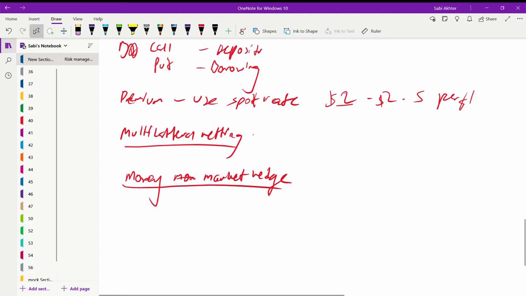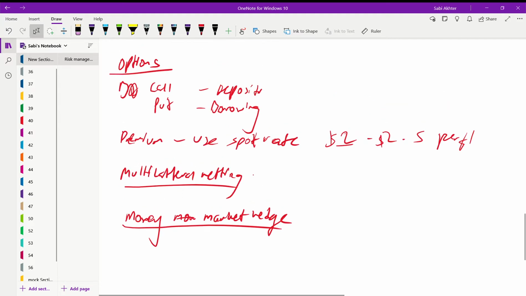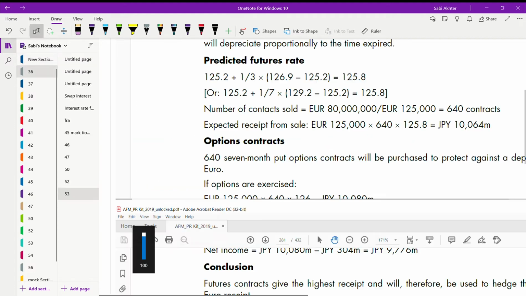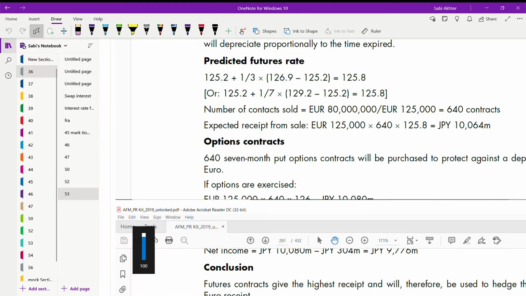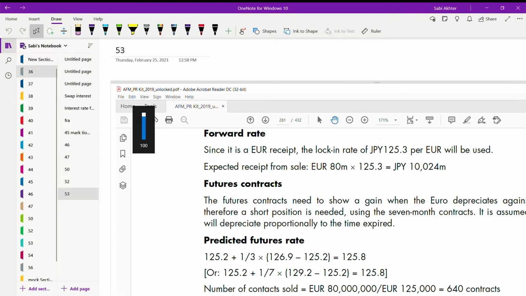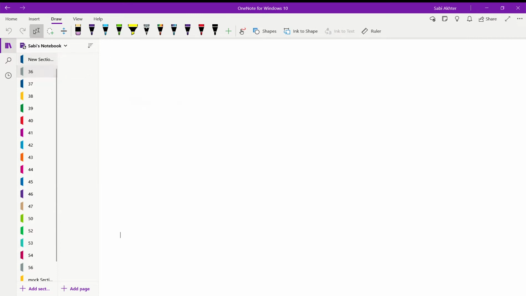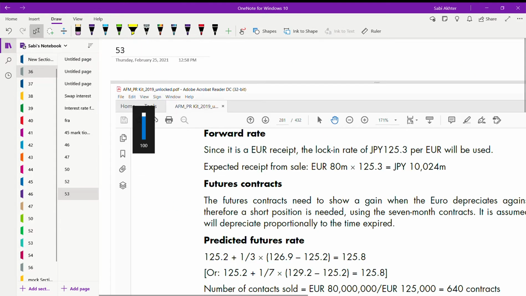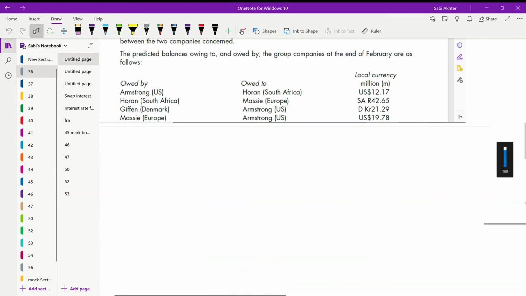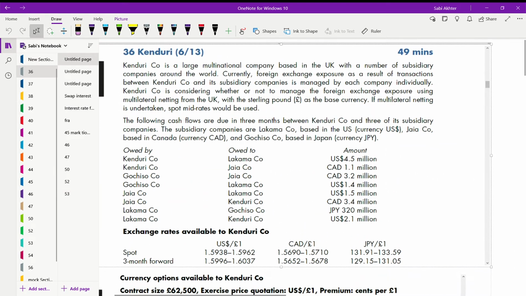Money market hedge, I will take you through an example to show how it is. Okay, so now let's start with something. Let's take you through the question, question 36. Now we'll see how it is. It is a very similar question. I just want to take you through 36. Okay, starting from here, 36, if you just go through this.